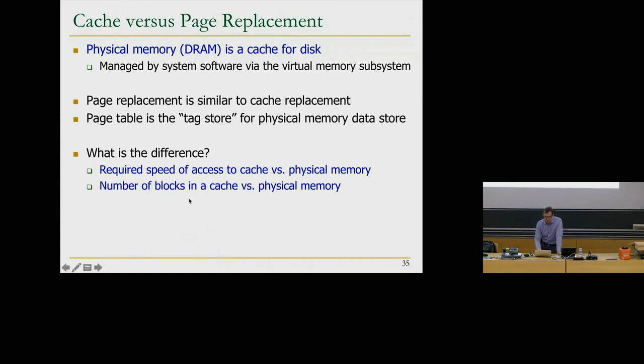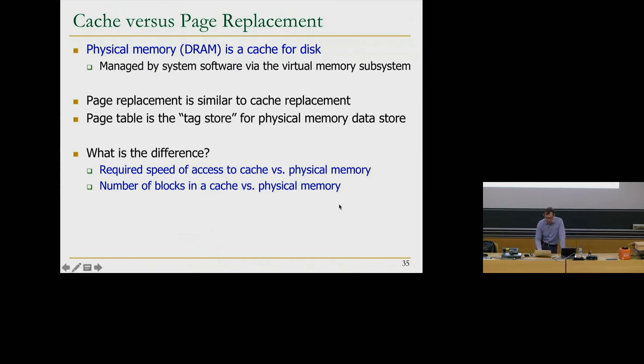The number of blocks in a processor cache is very small compared to the number of blocks in physical memory. In the example that I showed you, with a 4 GB memory, you get 1 million cache blocks, 1 million pages. You don't normally have 1 million pages in a processor cache. It's actually much smaller. So that actually impacts the replacement also.